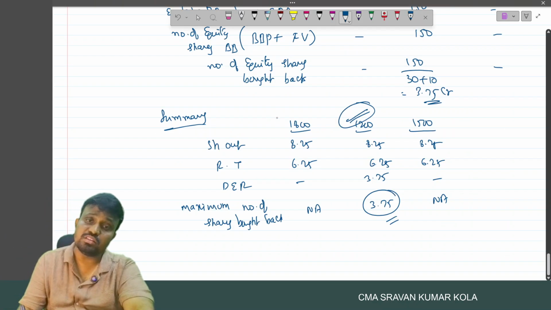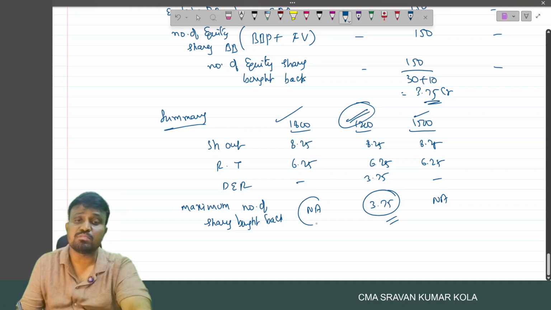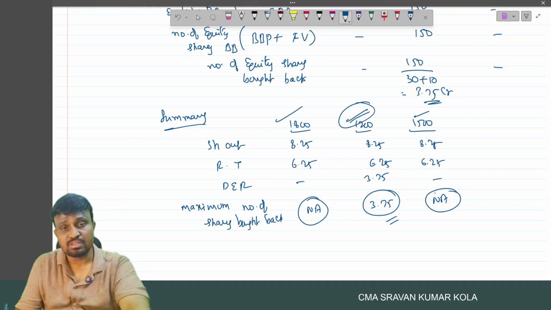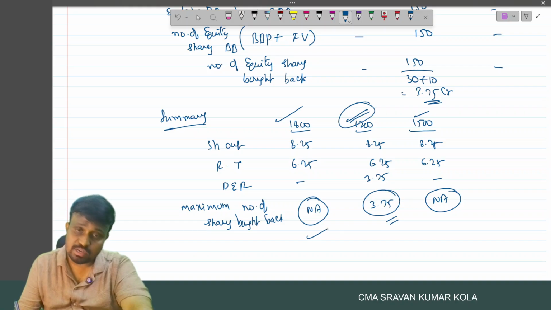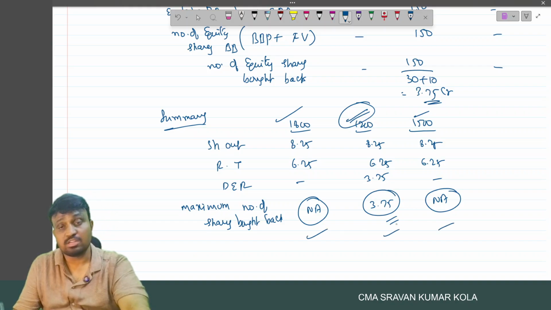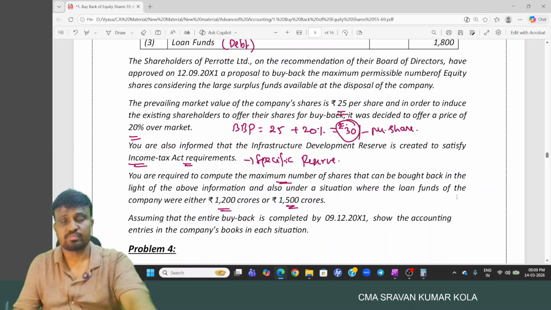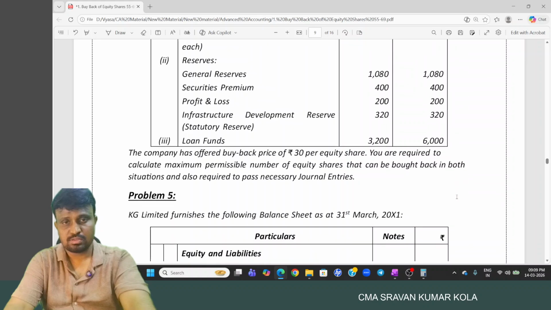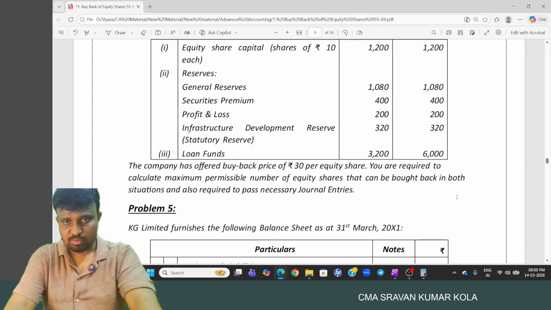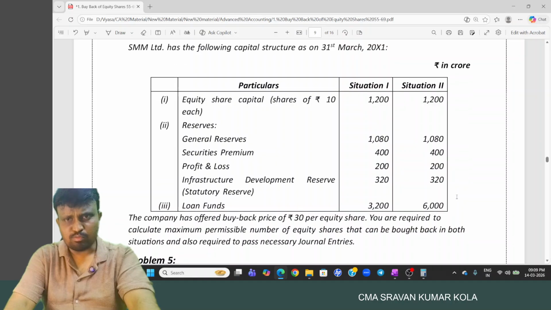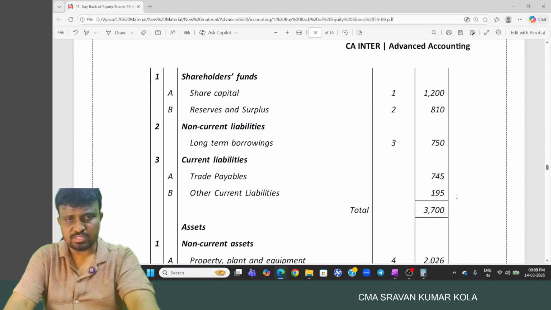So, for example, in these three cases, we have the maximum number of shares bought back permissible. Then we have to write the entries for three cases. Okay. And this is one of the important problems. Next. And problem number four, a similar problem. Okay, just leave it.